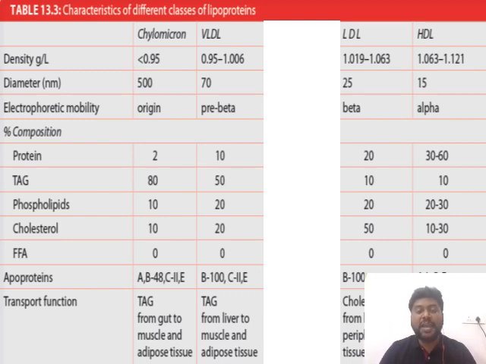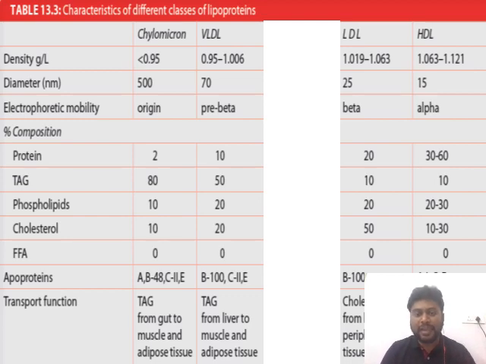Third one, the major component of each lipoprotein. In chylomicron and VLDL, the major constituent is triacylglycerol. You can see here almost 80% of the chylomicrons and 50% of the VLDL are made up of only triacylglycerol. So both in chylomicrons and in VLDL, the major component is triacylglycerol.